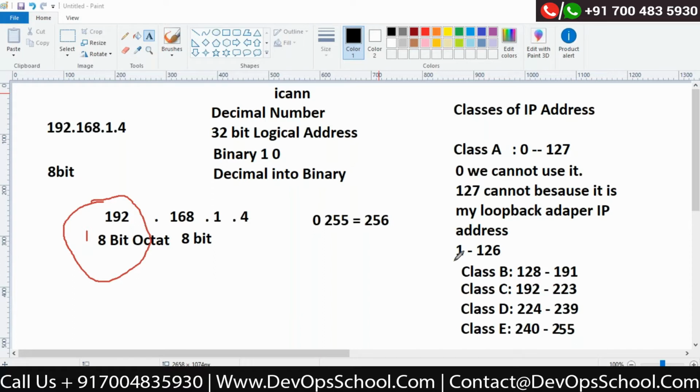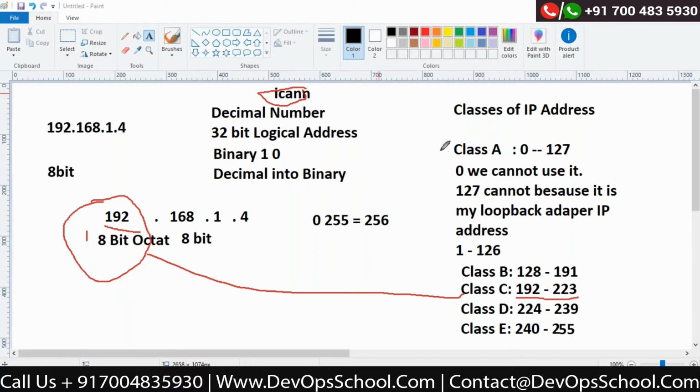Based on my first octet, I would create some classes. By looking at my first octet, I would consider what class of network is available. So I can say my current IP address is starting with 192, so I belong to class C. If your number starts with 192 to 223, you become a class C. So as per ICANN, I'm using class C IP addresses on my computer.